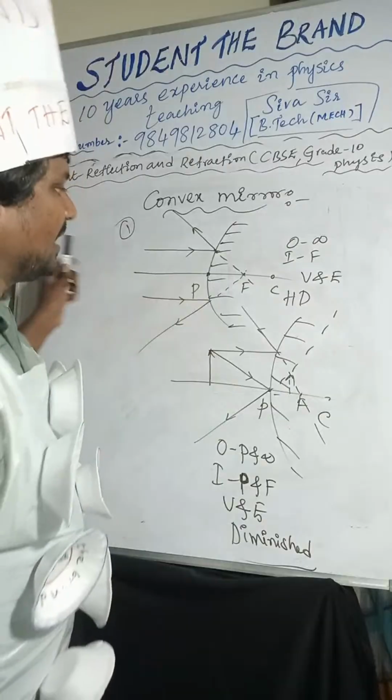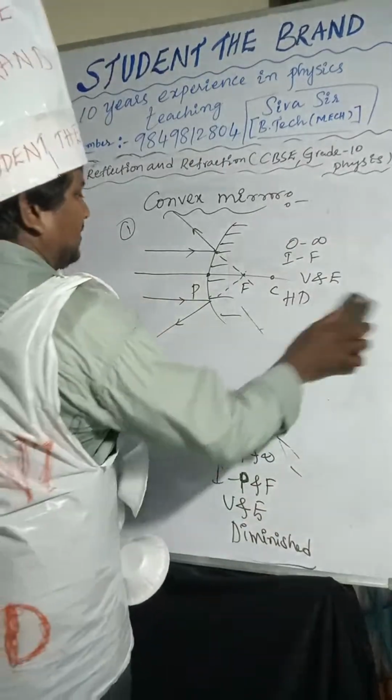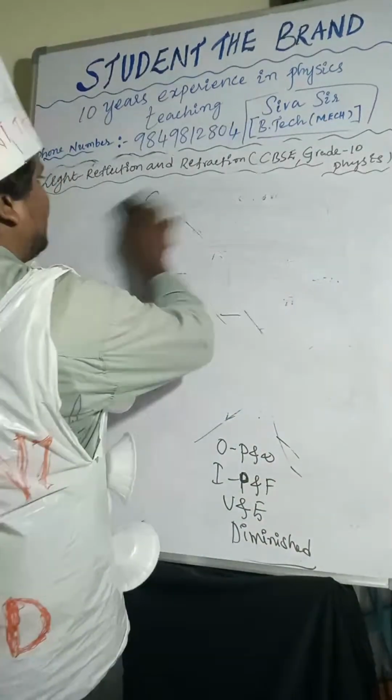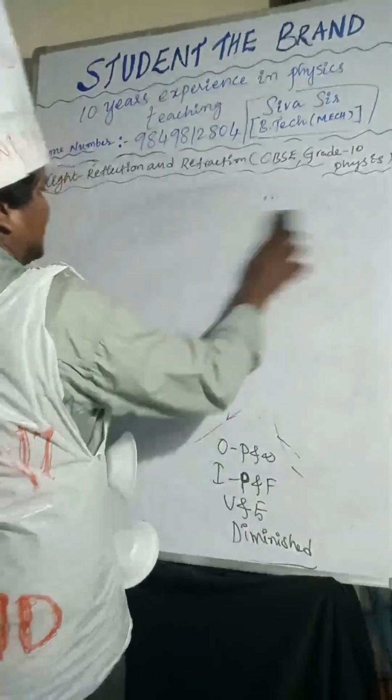Right, that's enough for convex mirror. Next one, sign conventions. Sign conventions are very, very important. Now I'm discussing the sign conventions.